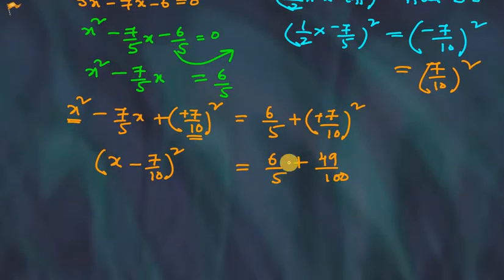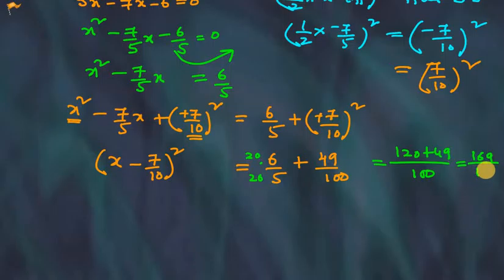So to take the LCM, here the denominators are different. So I want to make them the same, that's why I am multiplying with 20, numerator and denominator. Then I will get it as 100 here, this is also 100. So this simplification will be 120 plus 49 whole by 100, that is equal to 169 by 100.